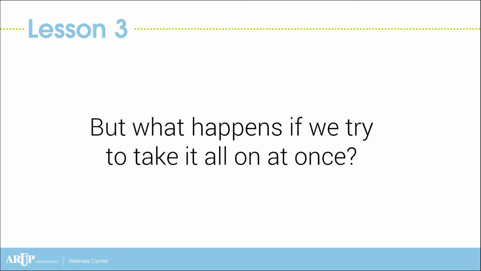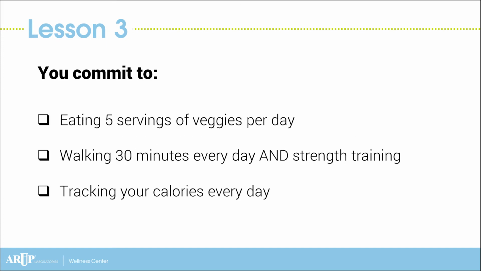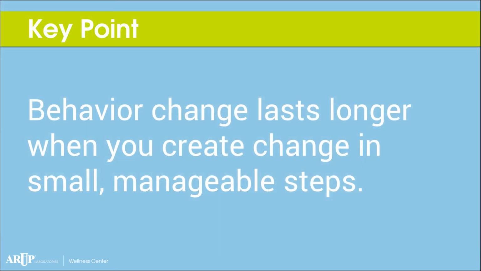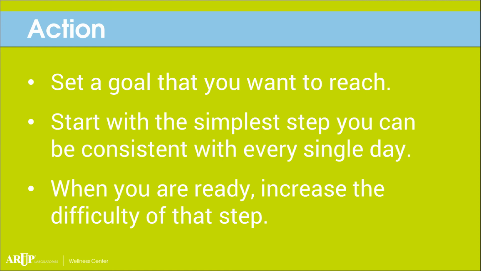But what happens if we try to take it all on at once? We've all been on that end too. What has happened in the past when you try to do everything all at once? For example, you commit to eating 5 servings of veggies per day and walking 30 minutes every day with a combination of strength training and tracking your calories every day. It probably didn't go very well, did it? Behavior change lasts longer when you create change in small, manageable steps.